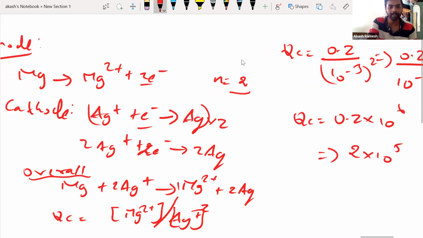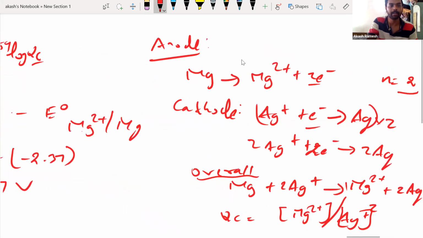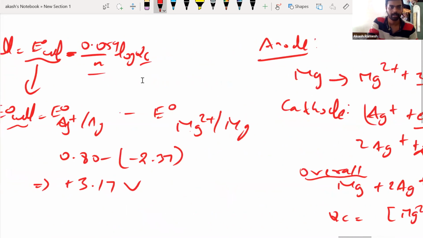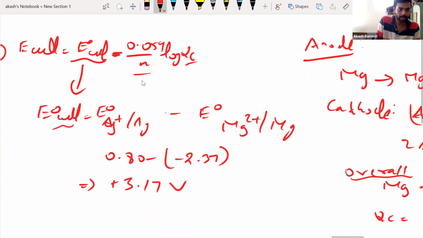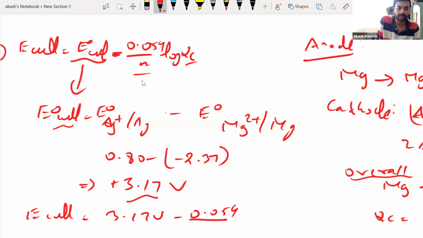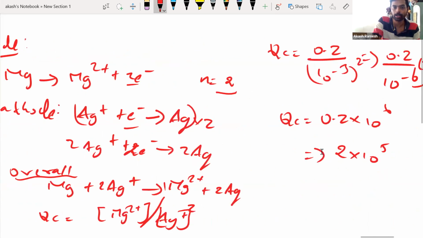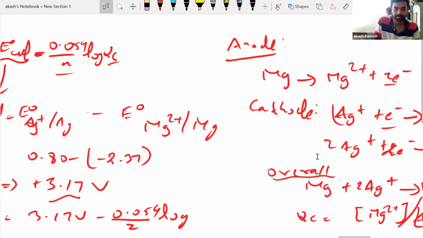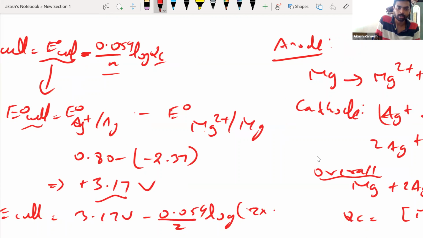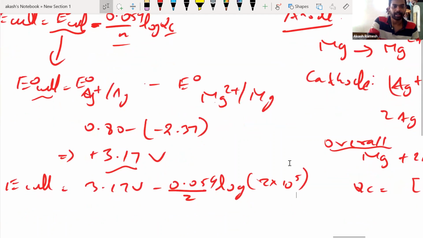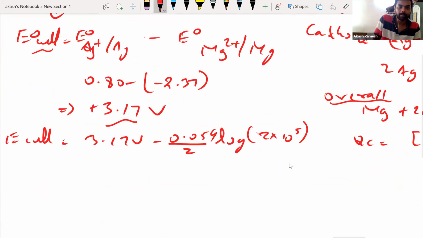Fine. So we got the n value and the QC value. Now we substitute them in this equation. E cell will be equal to 3.17 volts, which we found as E naught cell, minus 0.059 by 2, the n value we found, into log of 2 into 10 to the power 5. Now 0.059 by 2 you can easily calculate.